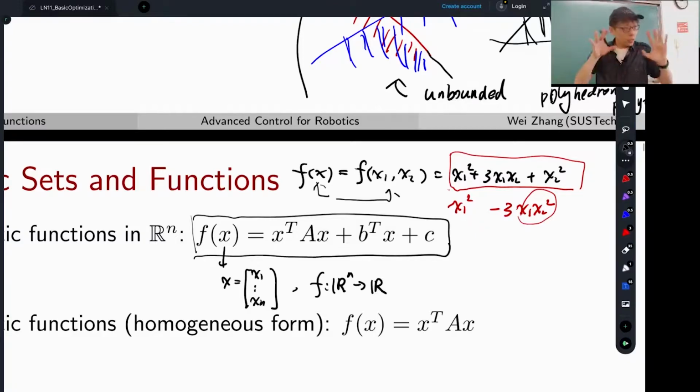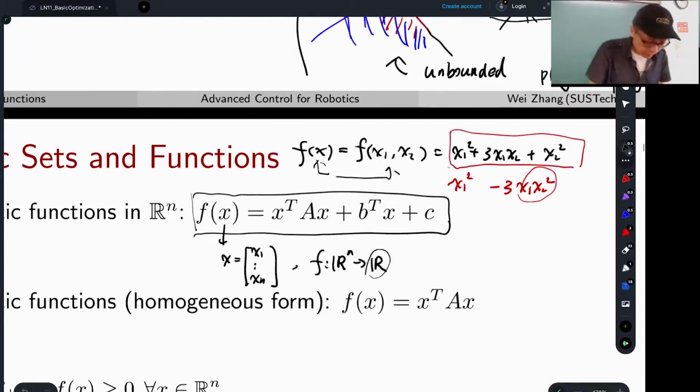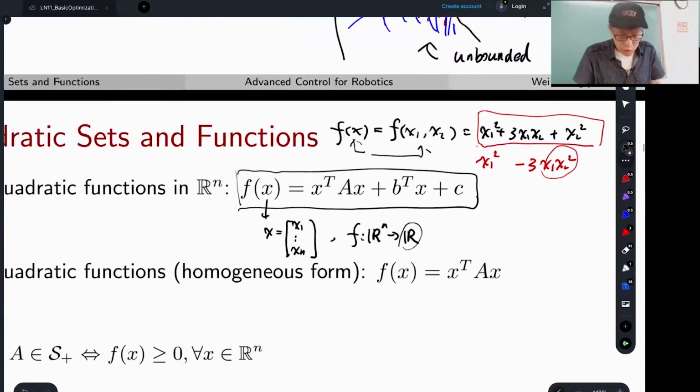In this class so far, we don't talk about too many vector valued functions because we are trying to do optimization. So we have a cost function which takes values in R. The most general form is this. This is the linear term. This is the quadratic term.